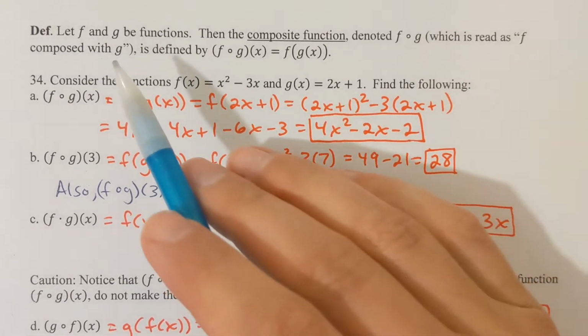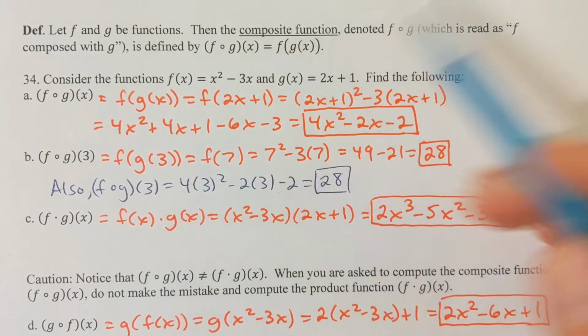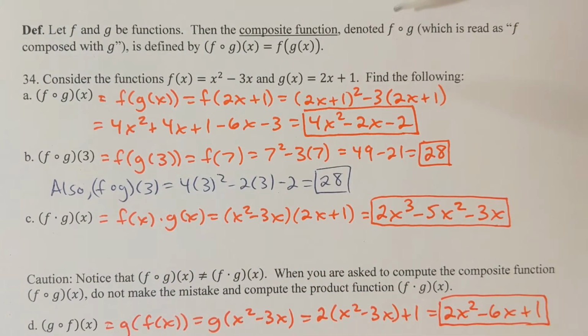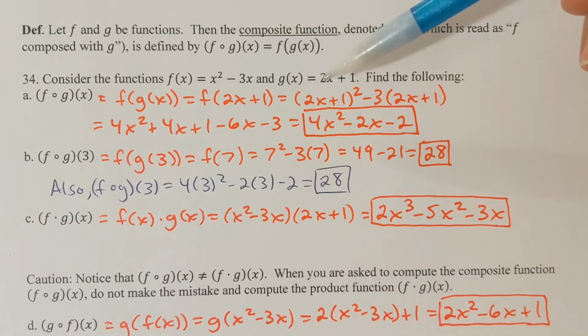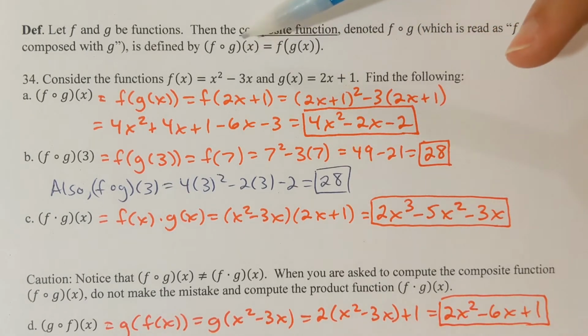So here's a definition. Let f and g be functions, then the composite function, which is denoted by f composed g, is how we'd read this. And we define this as f composed g of x equals f of g of x. Okay, with function composition, you're plugging one function into another function. Whatever function is written after the open circle, you're going to be plugging that one into the one that's before the open circle. So basically, how this is written, you're going to be plugging g into f, not f into g.